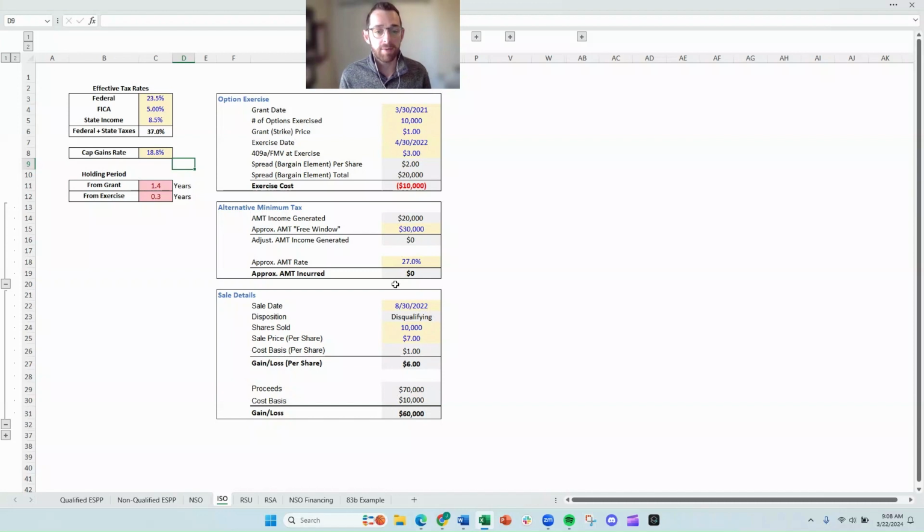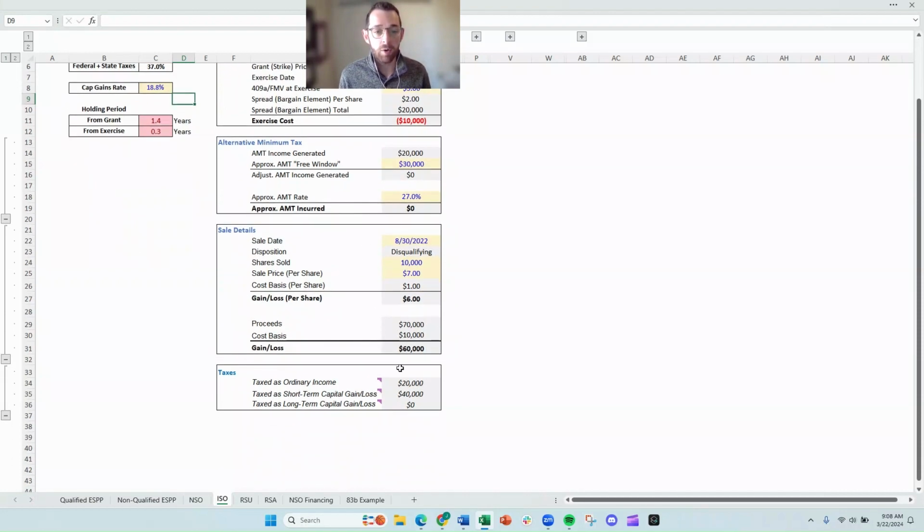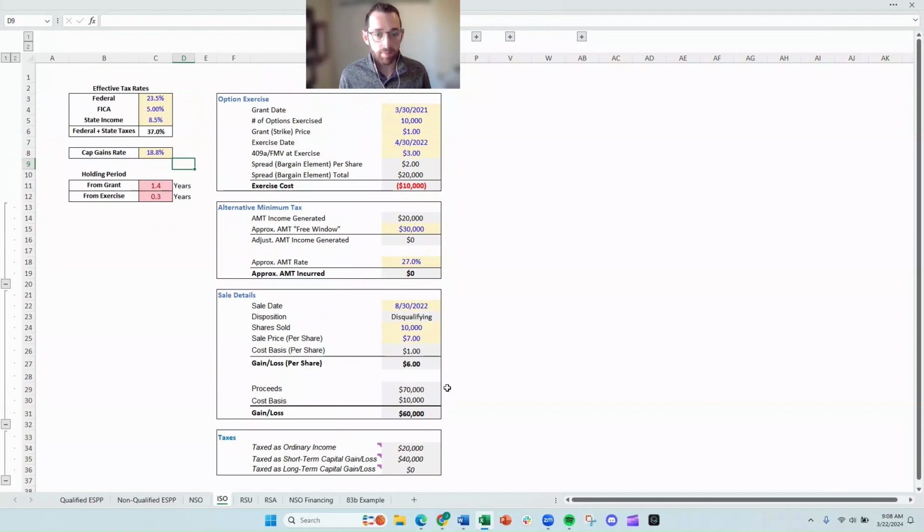But we haven't hit that. So we have a disqualifying disposition. And what that means is that we are going to have taxes as such here. So the $60,000, because it's a disqualifying disposition, it's going to be taxed as ordinary income. Actually, let me scroll back up.